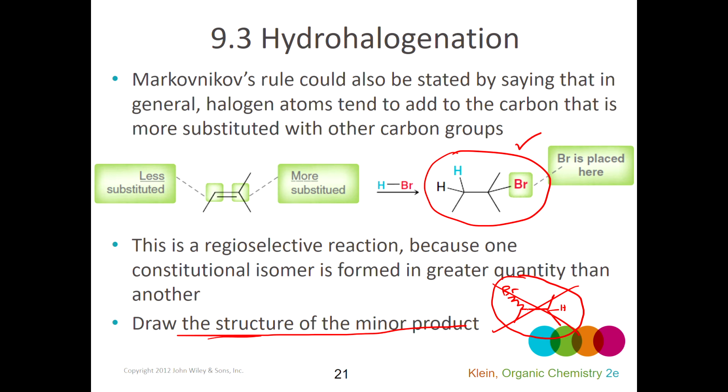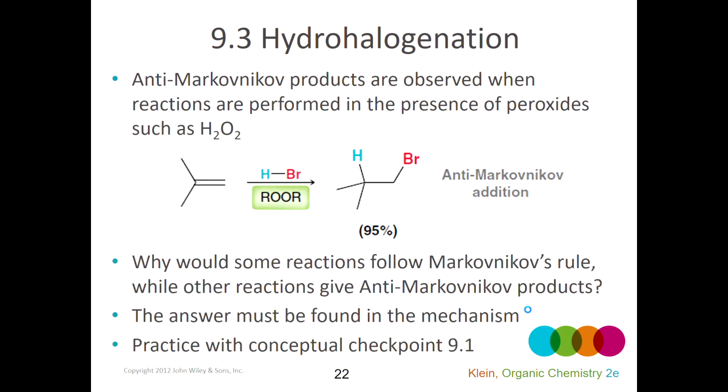The mechanism is going to help us understand that, because we want to make sure we can predict the products that are formed in these reactions. It was also observed that if I do the same reaction but I add hydrogen peroxide or some other peroxide, where I have carbons on either side of the two oxygens, right? Hydrogen peroxide looks like this. If I put carbon groups here instead of hydrogens, I get a different peroxide. But if a peroxide was added to the reaction, then I get the opposite product from what Markovnikov predicted.